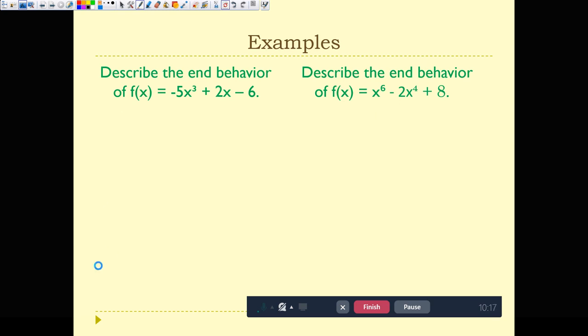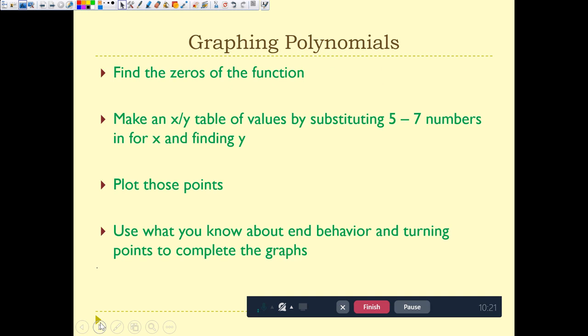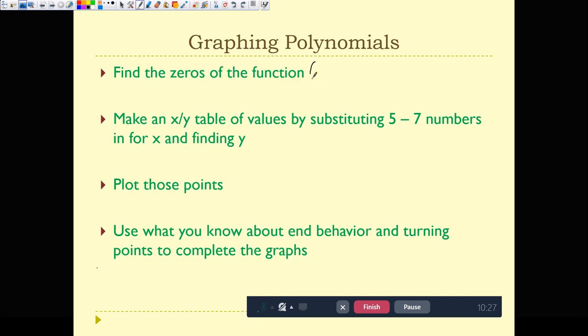Okay, graphing polynomials. You need to find the zeros of the function. How we do that, we set each factor equal to 0, and solve.